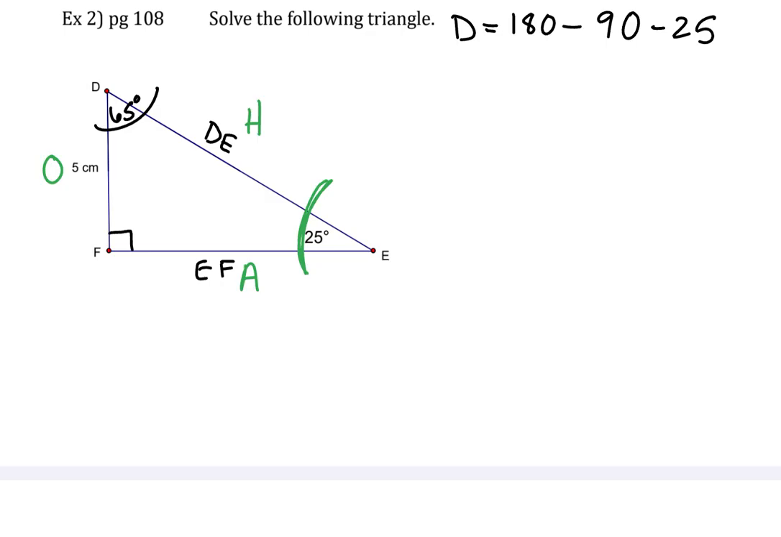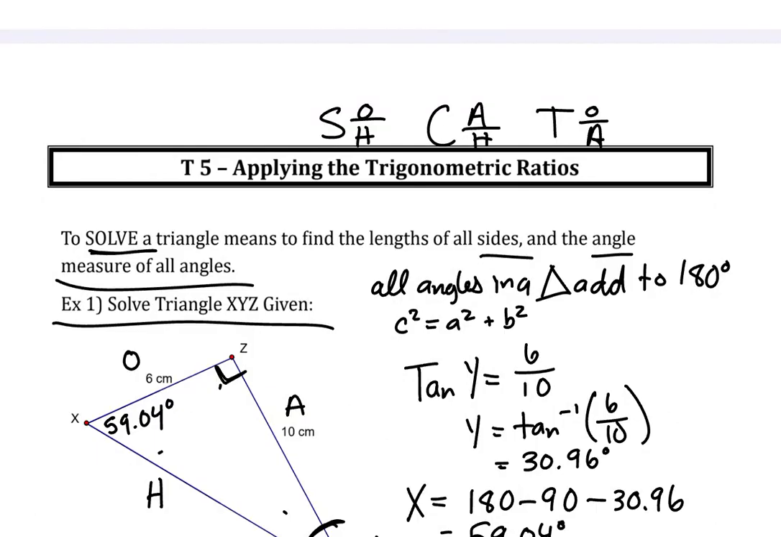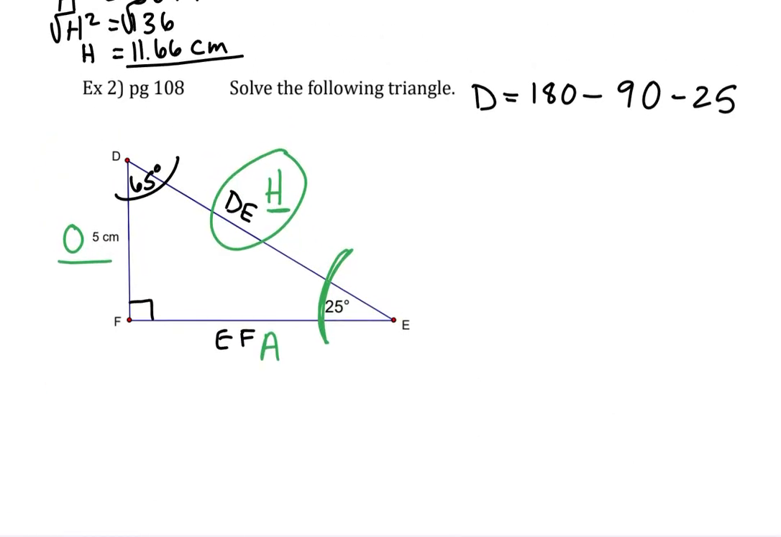So what we're going to do now is solve for our DE and for our EF. First of all, let's solve for our hypotenuse, for our DE. In terms of SOHCAHTOA, we would be given our opposite, and we would use our hypotenuse. Opposite and hypotenuse is going to be our sine.